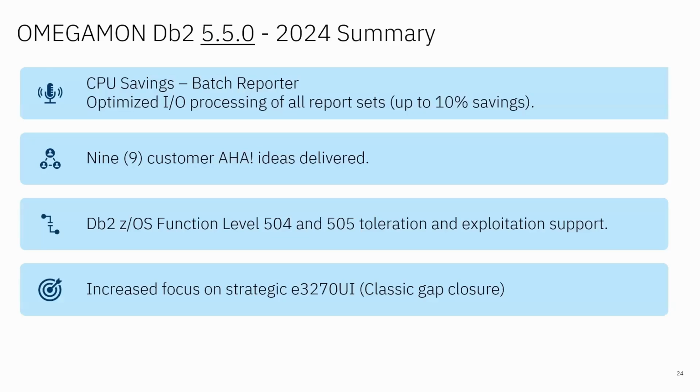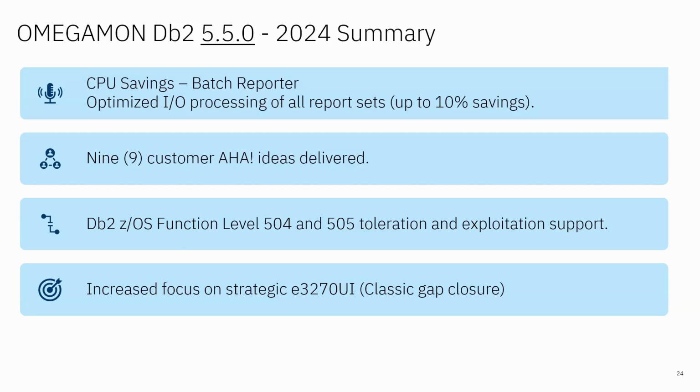Okay. So OMEGAMON for Db2. I'll give you a summary of the 2024 updates we delivered with our OMEGAMON Db2 product, and you'll see a general pattern, as I said earlier, is reducing CPU consumption, making the product more efficient, so that you can tell your capacity teams that we're good with OMEGAMON. So the CPU consumption reduction is saving roughly around 10% usage, which is great.